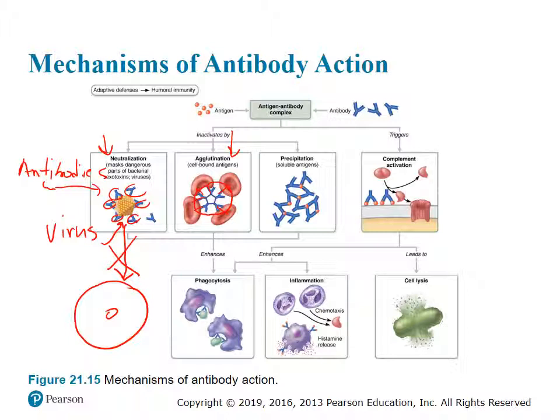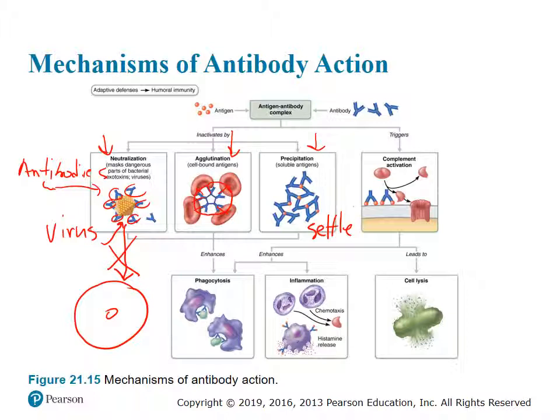And precipitation basically means that antigens that are soluble can enter into fluid, get trapped or bound to antibodies, creating this kind of pattern here, and that pattern can cause precipitation, or the settling out of those antigens. So they bind them together much like neutralization, and then they settle out of the solution. They clump together basically as well.